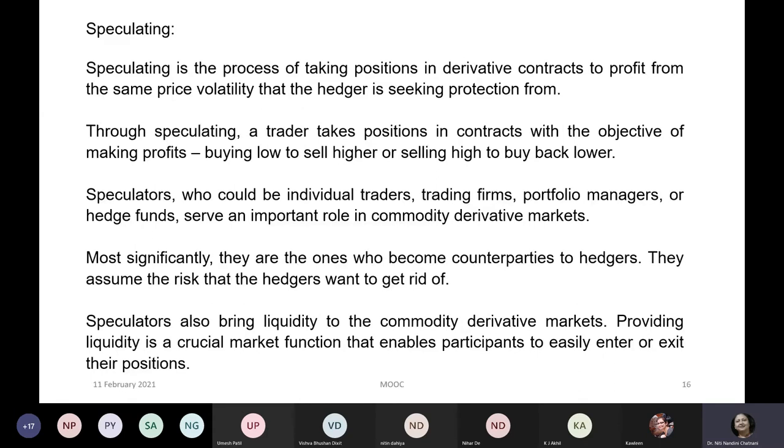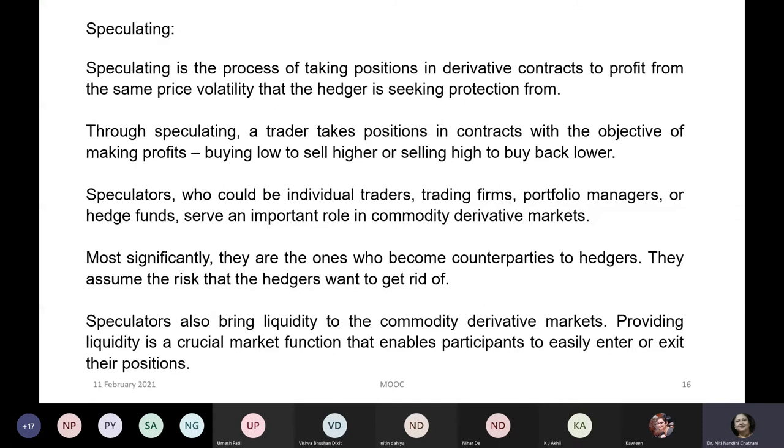So speculators could be individual traders. I am a speculator. I speculate in the commodity markets, but more than that, I speculate in the equity markets. So every Thursday, like today, is a very important day because I trade in index options. Then there are trading firms like, say, Futures First, which is a trading firm which trades in commodities just to make a profit out of it, in commodity futures rather. Portfolio managers, hedge fund managers, all of them are important speculators in the futures markets.